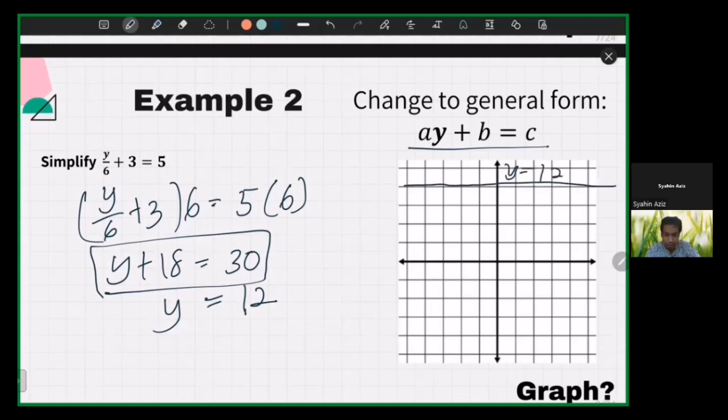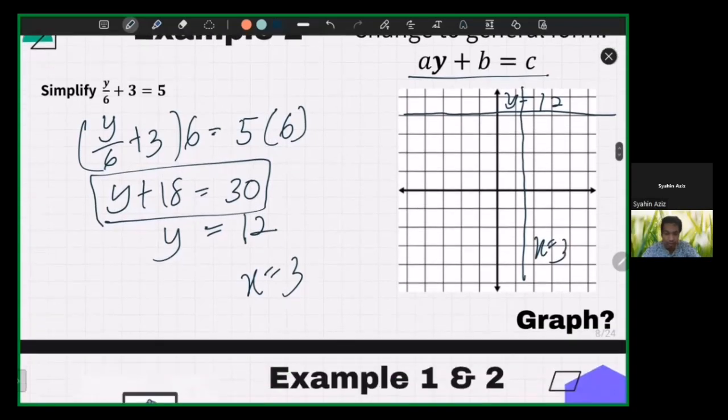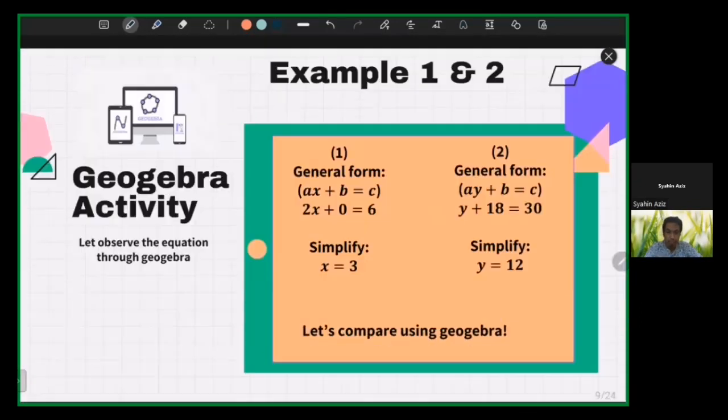And for example, you get x equal to 3. So it can be around here, x equal to 3 like this. That is how we graph the equation. By using GeoGebra for examples 1 and 2, we can compare the general form, and after we simplify, the graph we get is still the same.